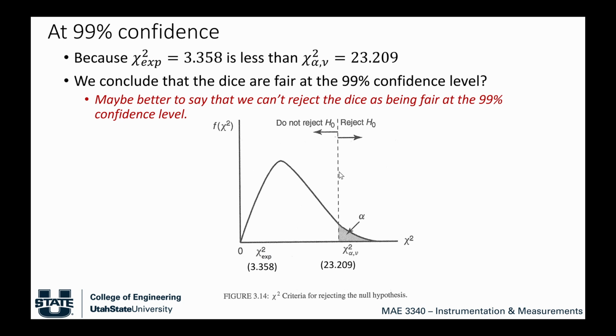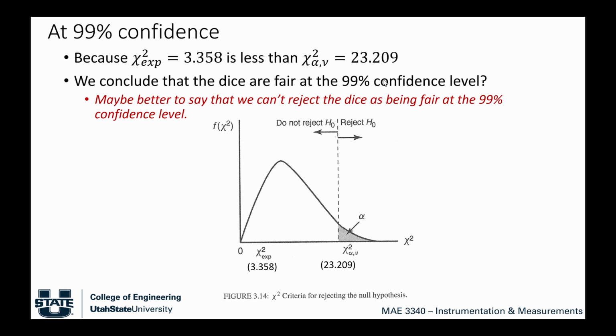It's very clear to indicate that you understand what's happening here. So we're setting this bound based off of the table value. We're saying if our experimental is on the right-hand side, we're going to reject the null hypothesis. If it's on the left-hand side, we cannot reject the null hypothesis. And so our experimental is 3.358 that we calculated, and it is very far to the left side, and therefore we cannot reject our null hypothesis.